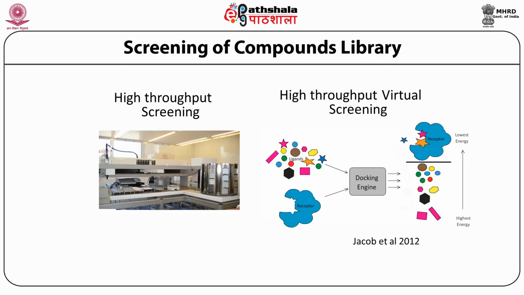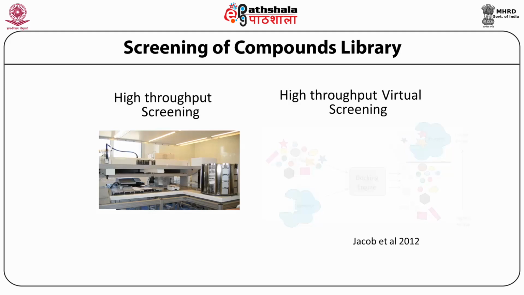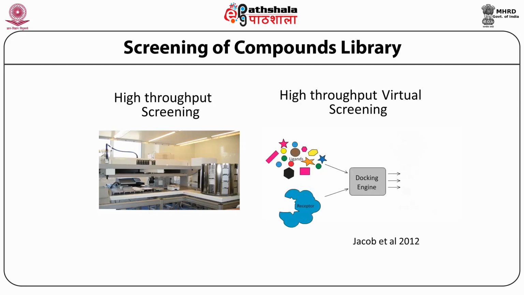In the high throughput virtual screening approach, the 3D structure of the target protein is taken and the cavities are mapped over the surface. Those cavities are generally the active sites or the allosteric sites. And computationally, these libraries of compounds are screened, and the compounds that effectively dock into the active site or the selected allosteric site are selected as the lead compounds.